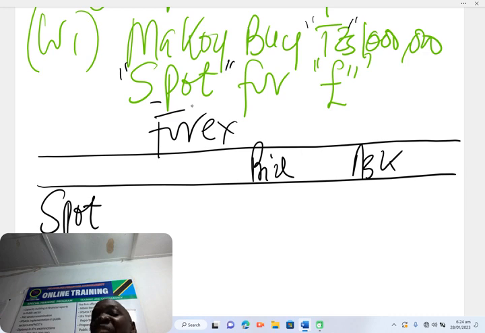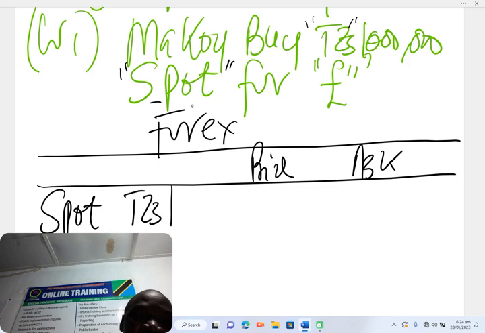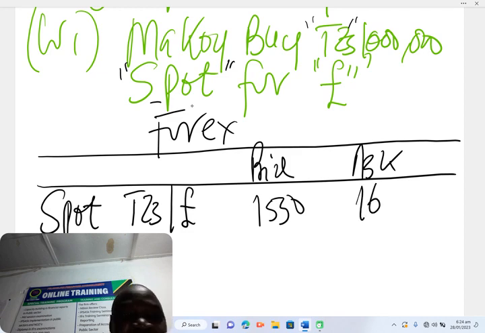So in our quotation, there is no quotation where TZS is a trading currency. But we have a quotation where pound is a trading currency against Tanzanian shillings. So from here, you just write TZS stroke pound. Then this is 1550 and then 1656.